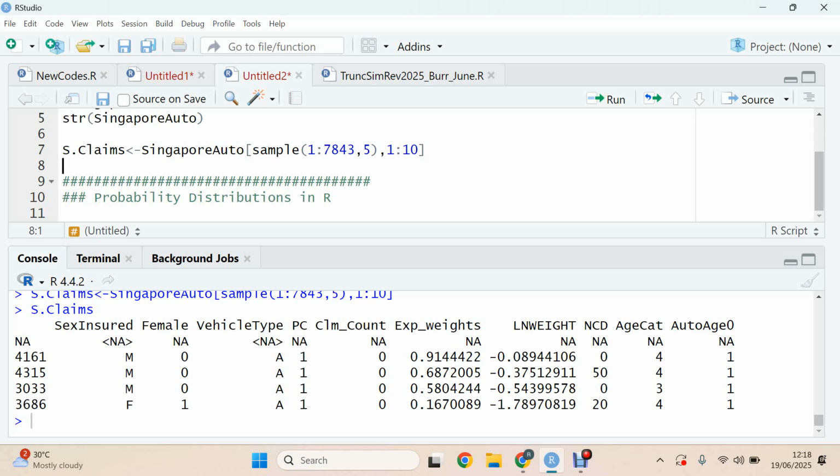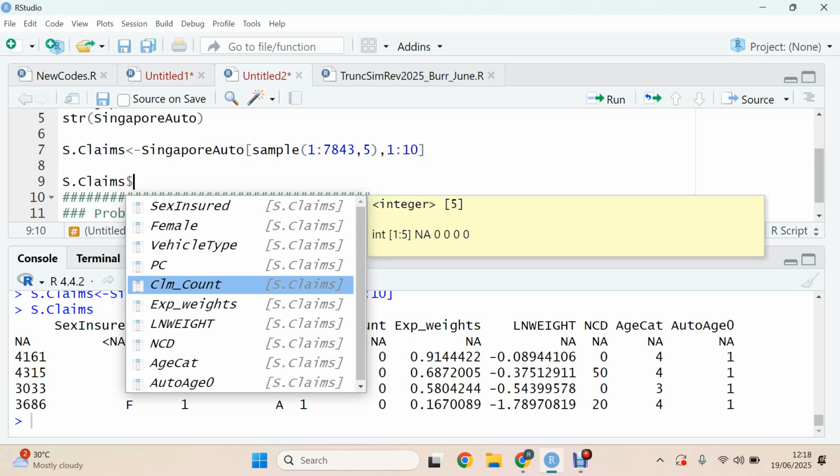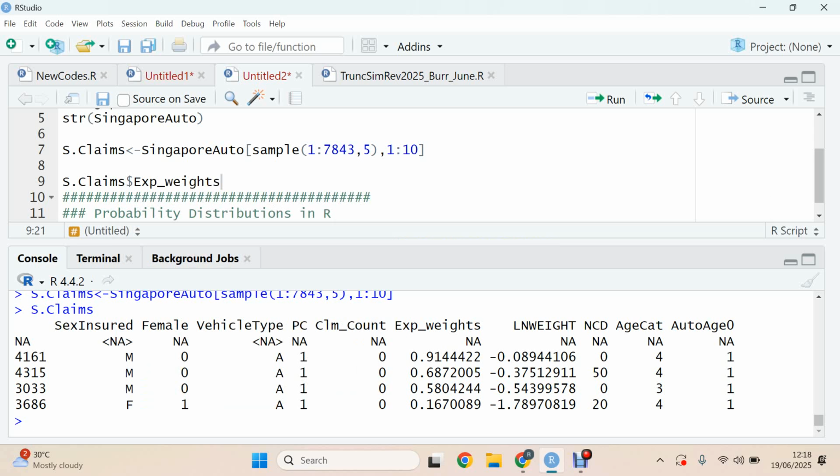What should we do now? You said we should sort. Since we want to sort the weights, we have to first call out the weights from the data. How? S.claims, the weights, dollar weight. It's this one, right? Then to assign it, I should do assignment. Like this. And then I should repeat the S claims.